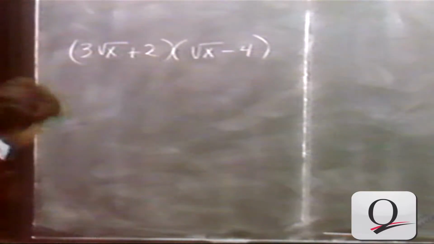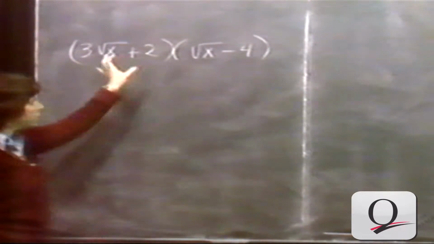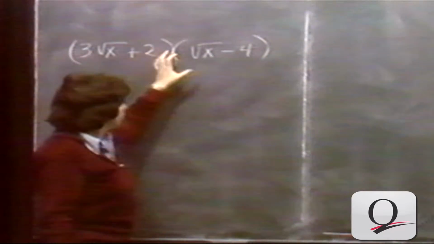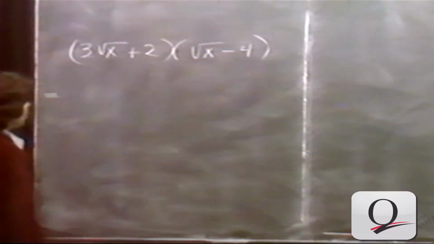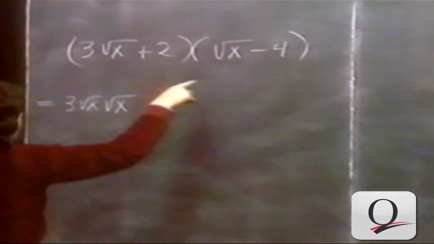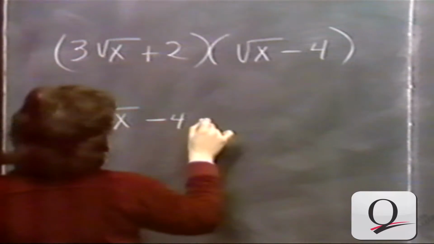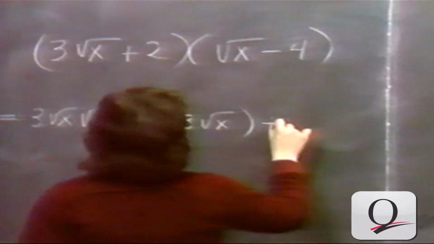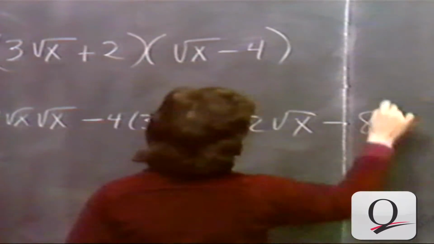Okay, once again, this is 2 terms times 2 terms. You can only use the FOIL method if you have a binomial times a binomial. If there were more than 2 terms or less than 2 terms in one of them, then you could not use FOIL. First, 3 the square root of x times the square root of x. Outer, 3 the square root of x times the minus 4 times 3 the square root of x. Inner, plus 2 the square root of x. Last, 2 times minus 4, that's minus 8.